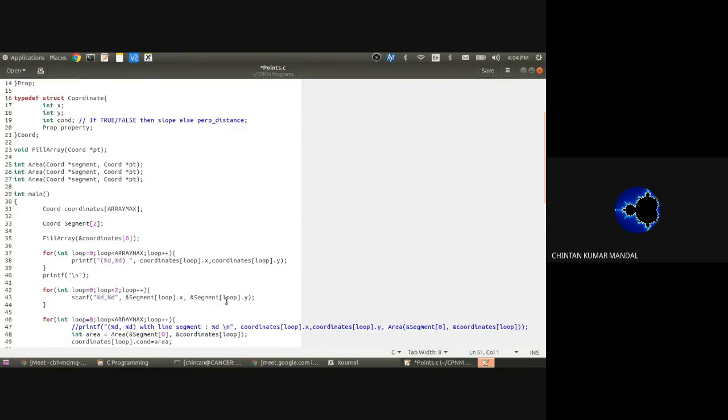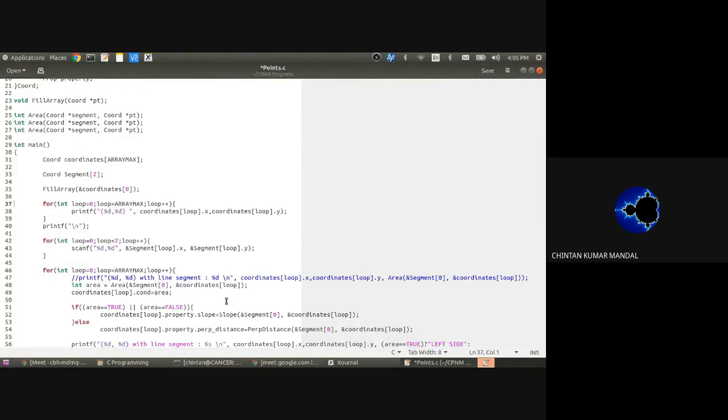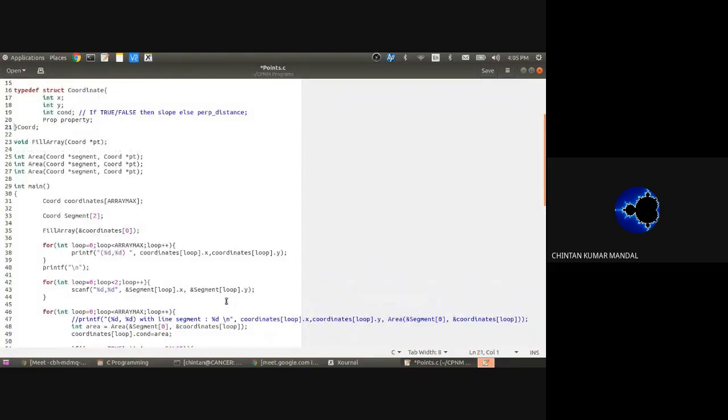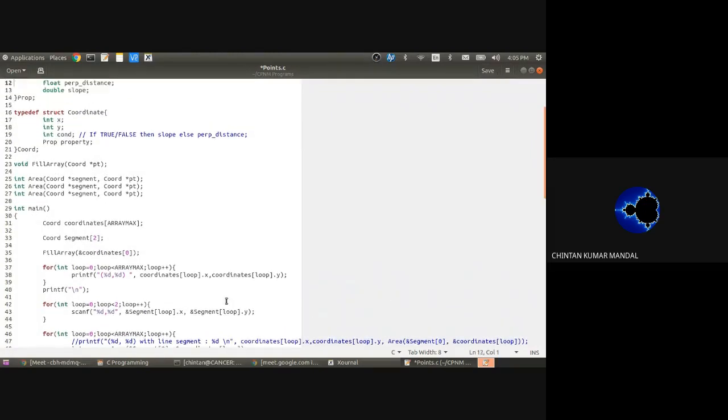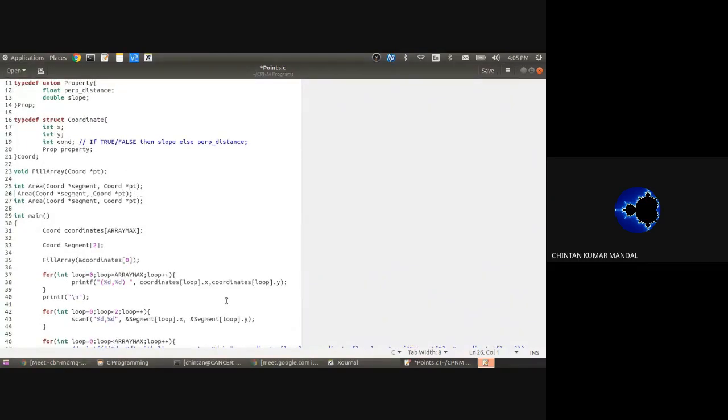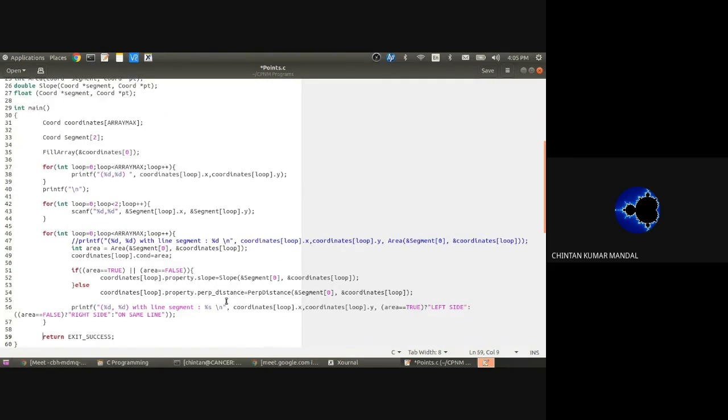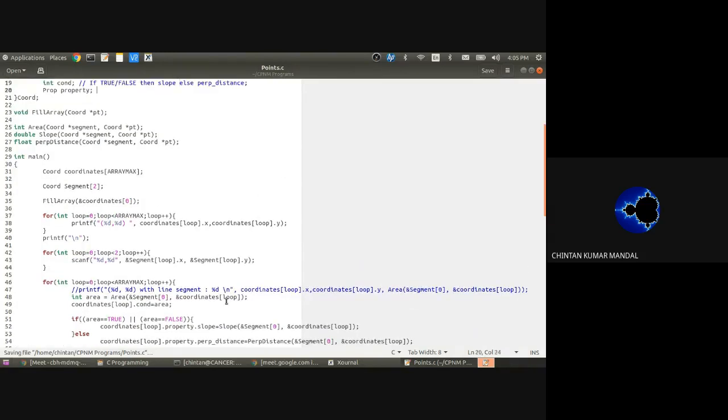So this one will be slope, which is basically a double slope, and this one is a float, which is the function being pub distance. Okay. Any question here?